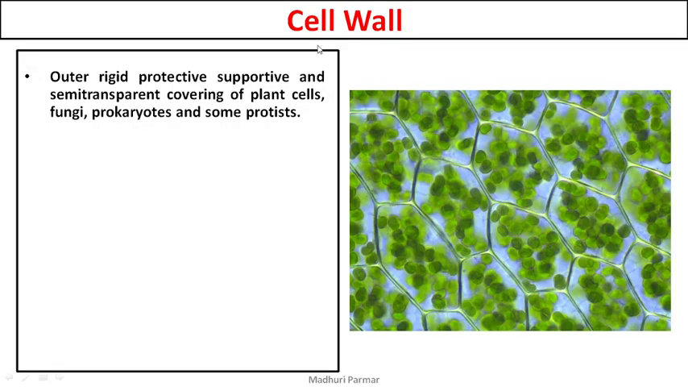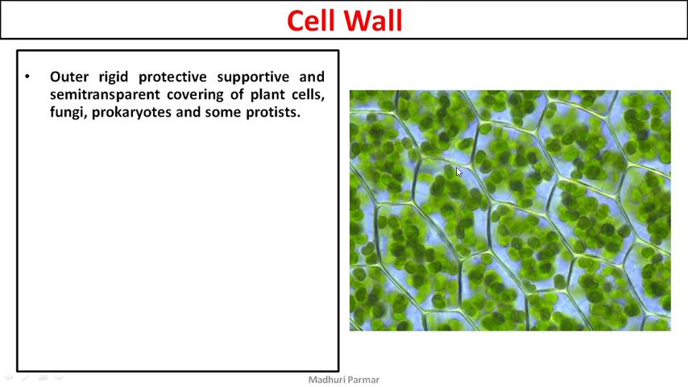Cell wall is outer rigid protective supportive and semi-transparent covering. Okay, it is the outermost layer of a plant cell or a bacterial cell or a fungal cell. It is rigid, okay, and protective. Its function is to protect the cell. Supportive, it supports the cell, it maintains the cell shape, okay, and it is semi-transparent covering of plant cell.